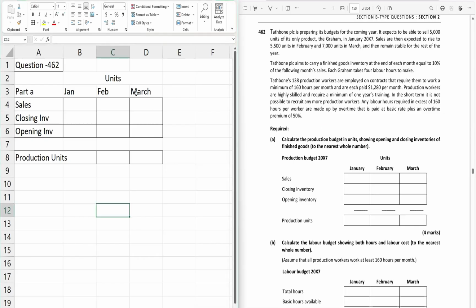I have just copy pasted this box in my Excel sheet. Now for the sales, what should be the value? It's quite easy, everything is given in the question. If you look at the question, they are saying for January the sales is 5,000, right? Yes, for January the sales is 5,000, and for February the sales is 5,500 units, and for March it is 7,000 units.